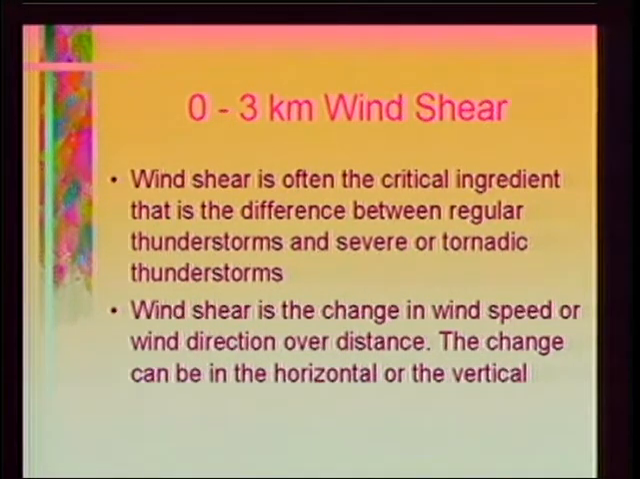Wind shear is often the critical ingredient that is the difference between a regular thunderstorm and severe tornadic thunderstorms. Wind shear is the change in wind speed or wind direction over distance, and that distance can be in the horizontal or the vertical.